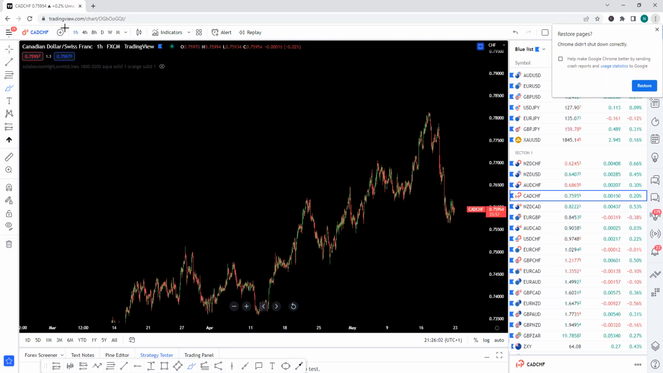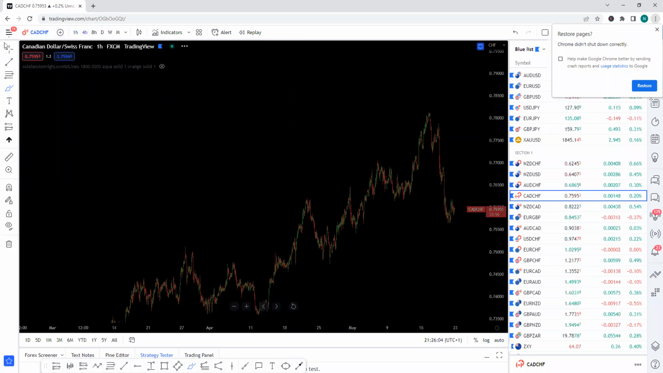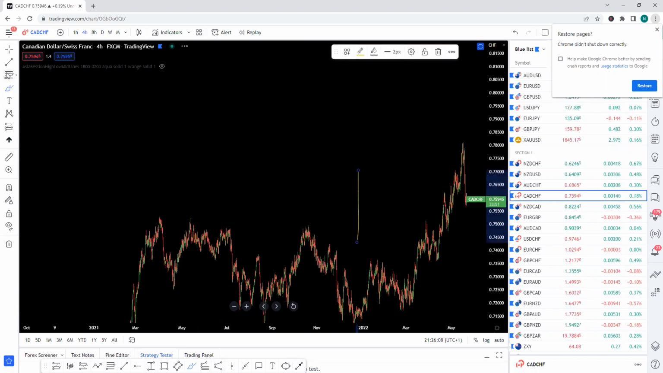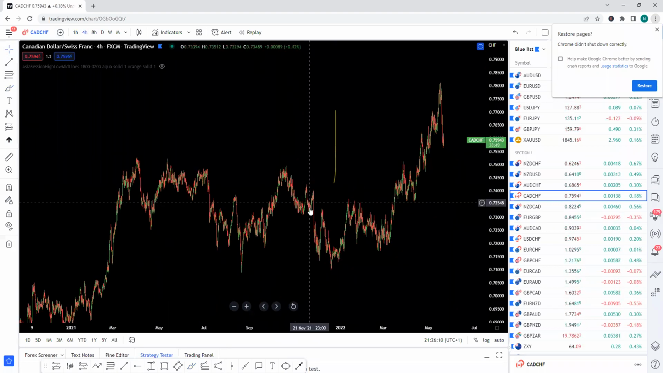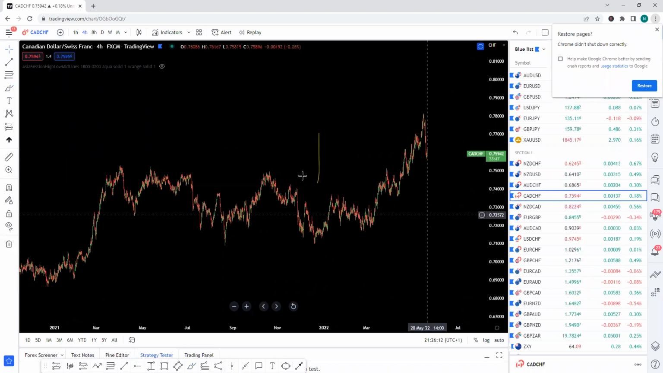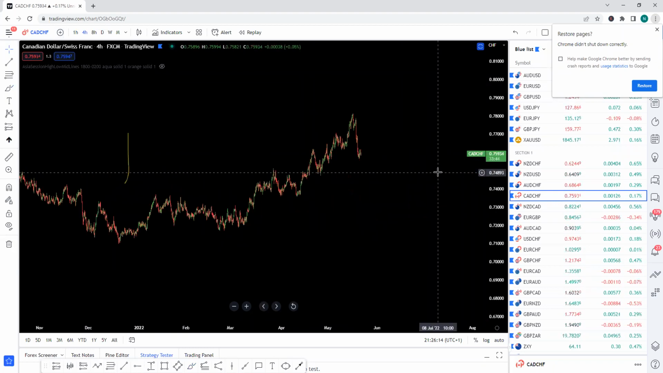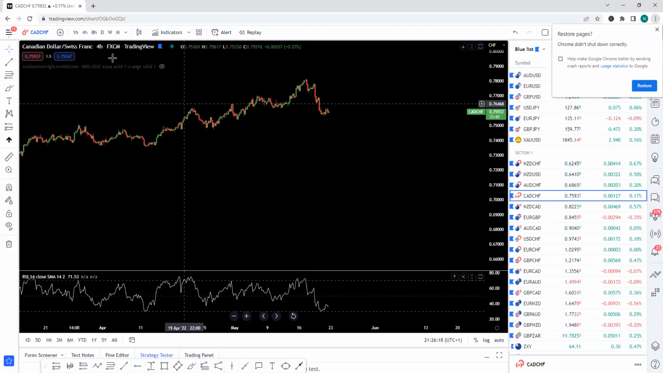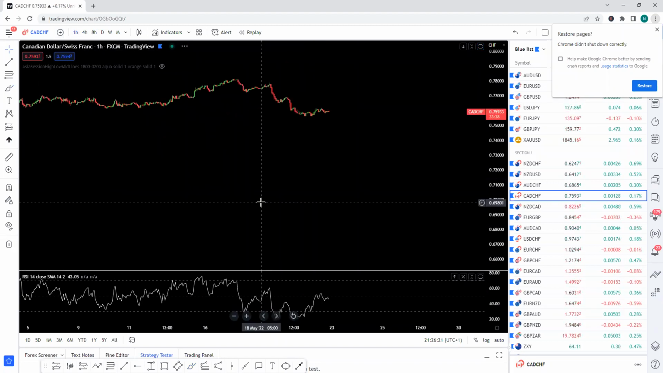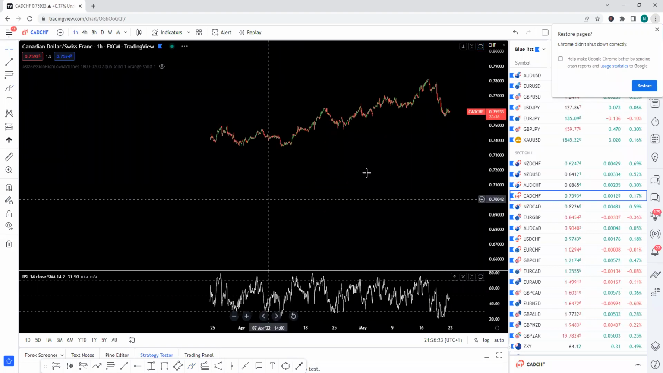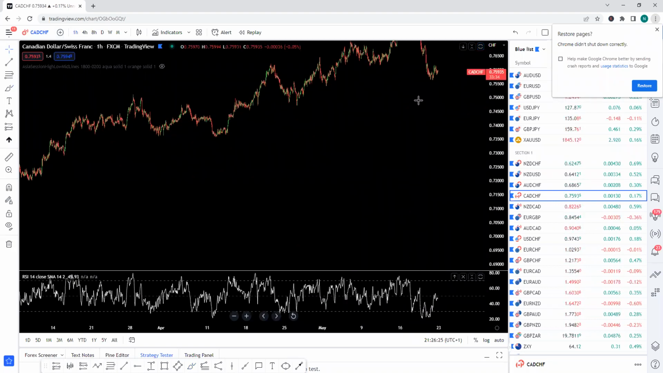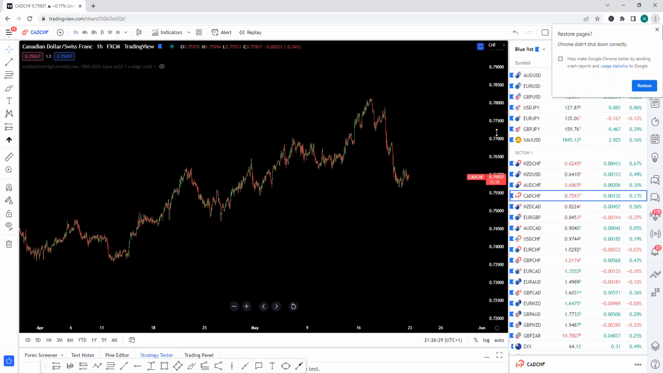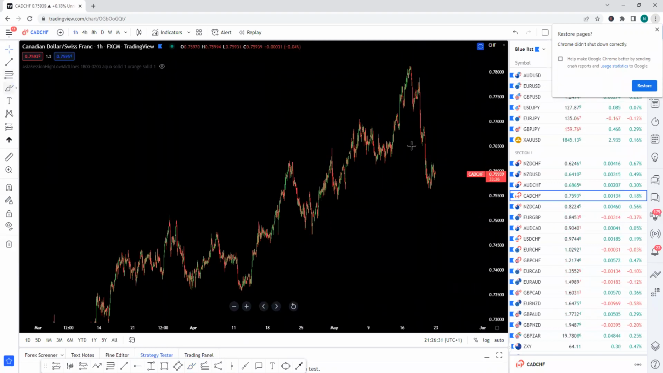Look at it here, guys. Look at it here. 4 hours. Can you see that this market has bought so much? It has bought so much that it needs to go down. You need to go down. Let me show you. So now you have this consolidation here.